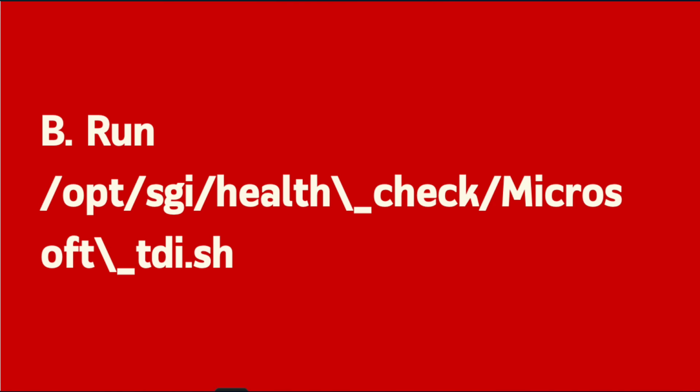You can run opt sgi health check Microsoft tdi.sh. For troubleshooting performance issues and collecting diagnostic data in an SAP HANA on Azure large instances Type 2 SKU environment for an Azure support case, running this script is a suitable option. It is used to collect diagnostic data and perform health checks on these instances.